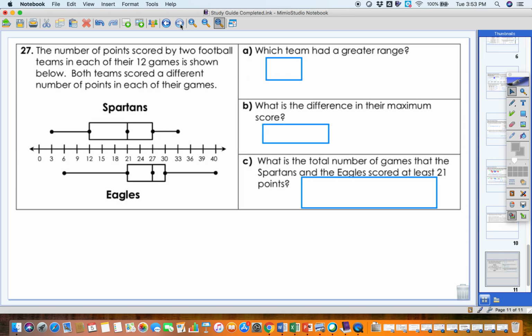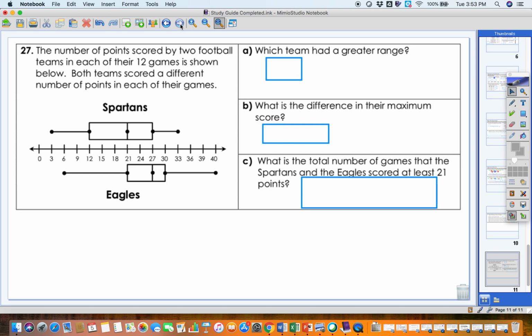So on number 27, we have the number of points scored by two football teams in each of their 12 games is shown below. Both teams scored a different number of points in each of their games. So we have two box and whisker plots here, and we're going to compare them together. Which team had the greater range?